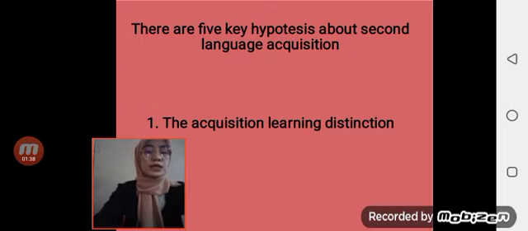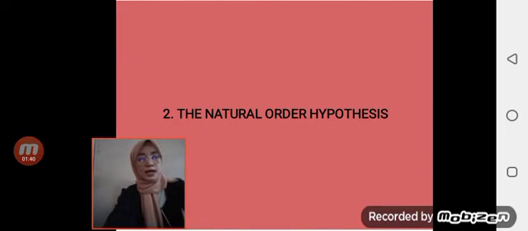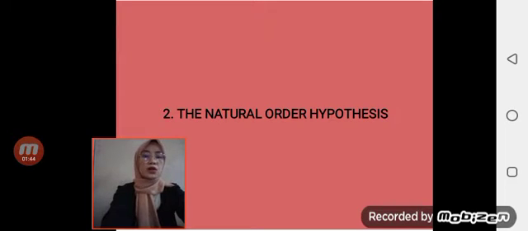And the second material is the natural order hypothesis. The natural order hypothesis states that the acquisition of grammatical structures processed in a predictable order for a given language. Some grammatical structures tend to be acquired early, others late, regardless of the first language of a speaker. This does not mean that grammar should be taught in this natural order of acquisition.